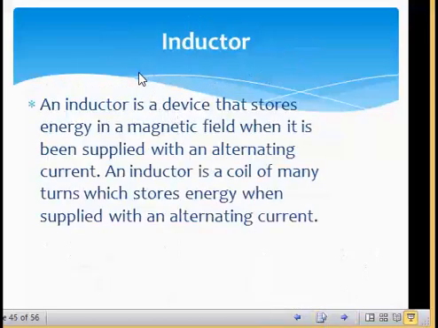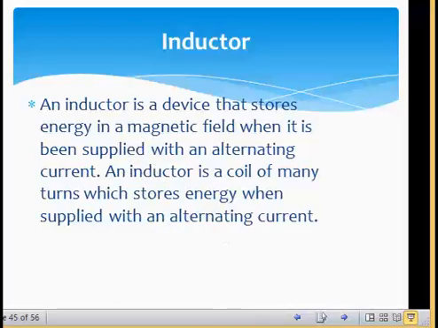Inductor. So now let's discuss inductor. An inductor is a device that stores energy in a magnetic field when it is being supplied with an alternating current. An inductor is a device, of course, in the form of a coil. What it does is that it stores energy in a magnetic field. When you supply it with an alternating current, a current that varies with time, then an inductor stores energy in a magnetic field.